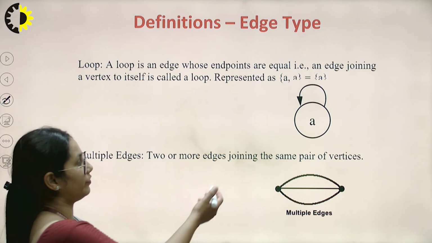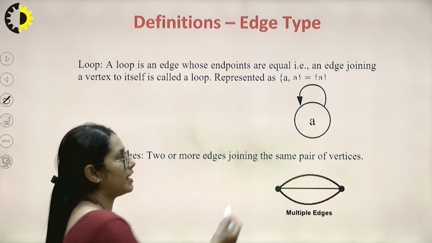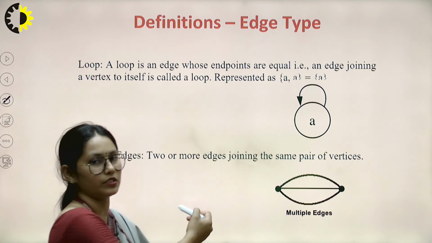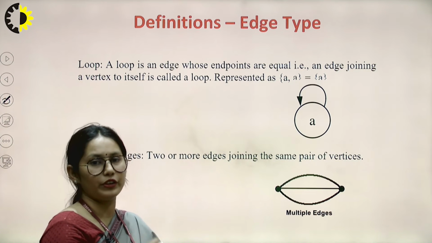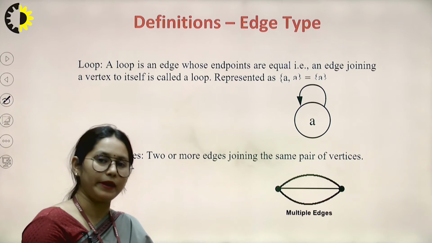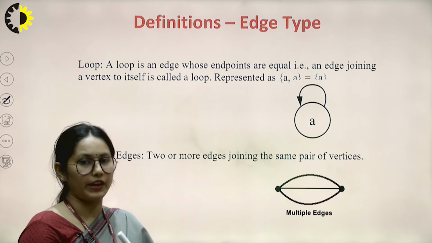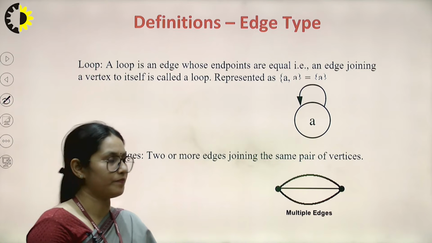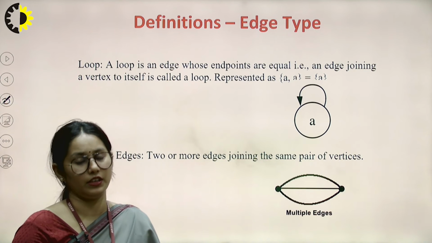So here, there is a node A, and node A is directing itself. It means it is creating a loop. If you are starting from A, you are again ending up at A only. So if you start from a node and end at that particular node only, and there is only one edge that you are traversing, it means you are traversing the loop.